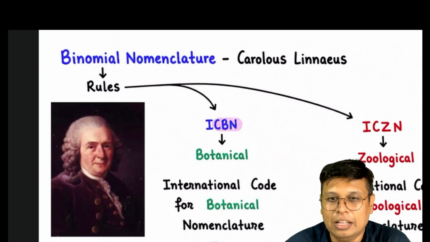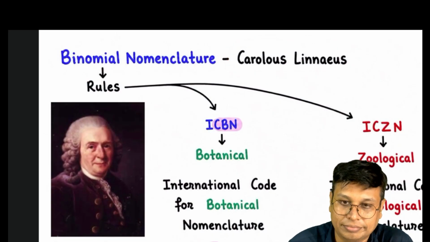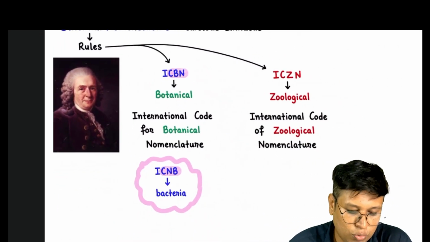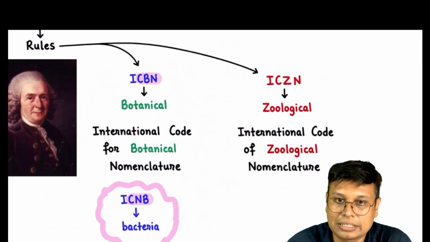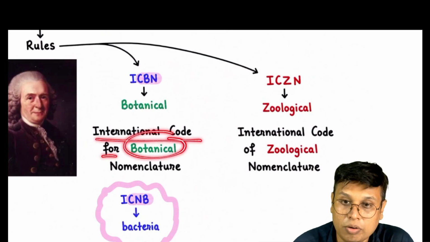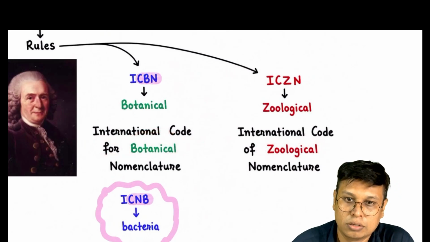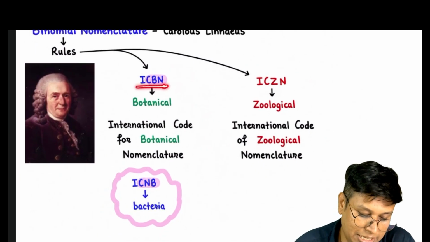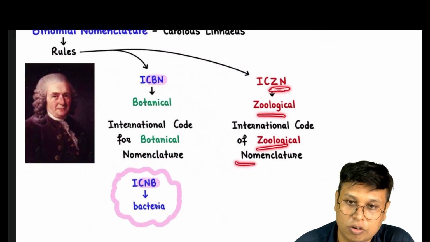He had a name, that is Carl von Linné. Then he Latinized his own name, so he became Carlos Linnaeus. He gave rules for classification, and two international bodies were formed, two codes: one is the International Code for Botanical Nomenclature and another one is zoological nomenclature. So pay attention: ICBN, that is botanical nomenclature, ICZN, that is zoological nomenclature.